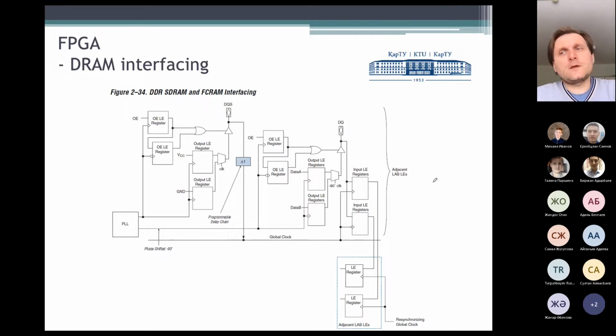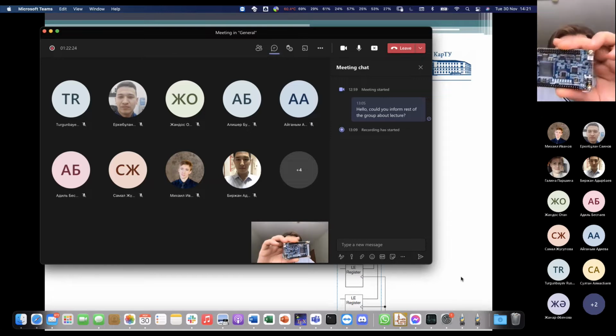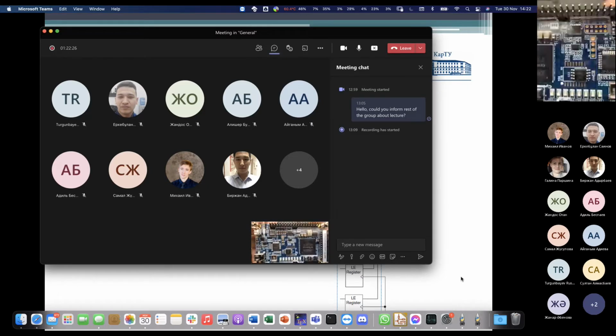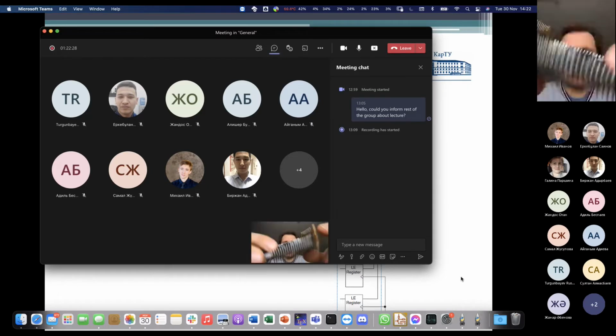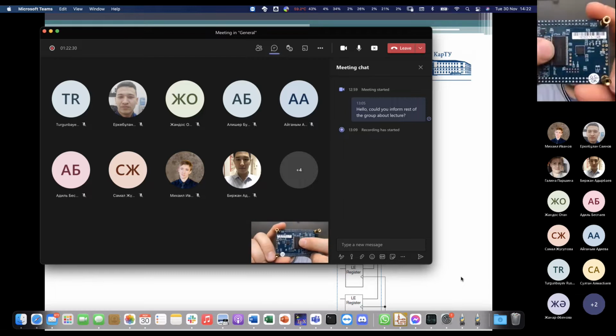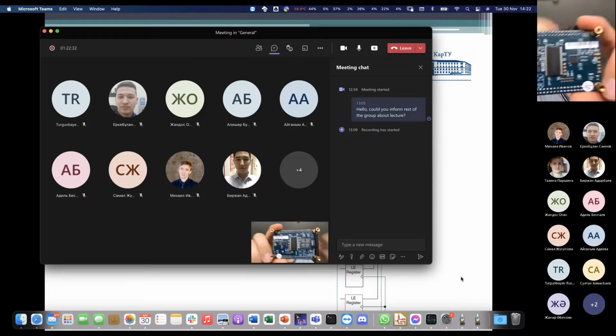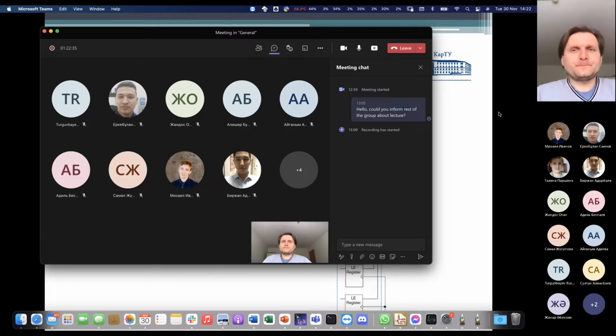Also, I mentioned, I think, about that. And it's like that. There is an FPGA here, and on the opposite side we may find the dynamic RAM.